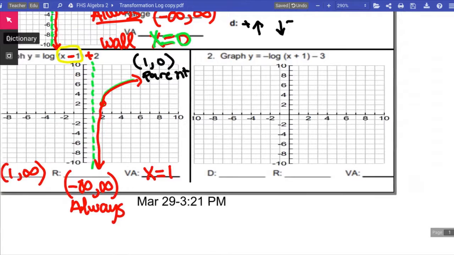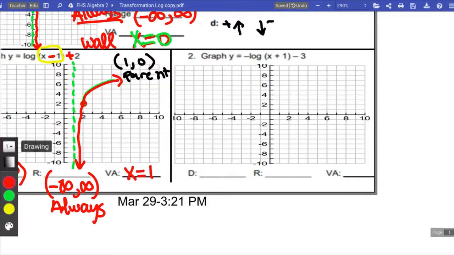All right, let's do another one, number 2. With number 2, where do we always start? We always start at (1, 0), and then we go from that. That would be my parent function. According to this graph, because of this plus right here, I'll be going left 1 unit. Because of this minus, I'll be going down 3. But most important, because of this minus at the front, I'm doing a reflection over the x-axis. All right, in that order: reflection over the x-axis, move it left, move it down.